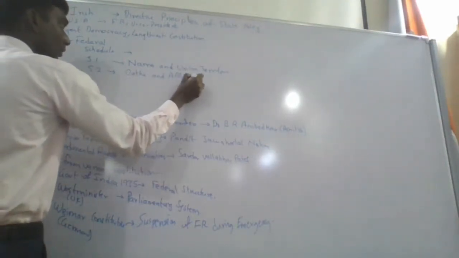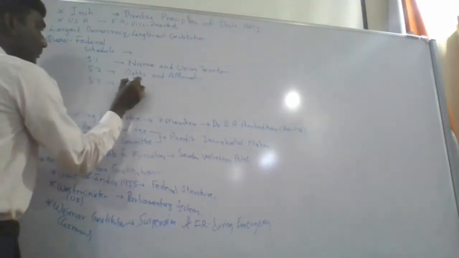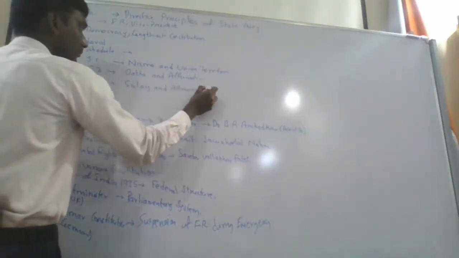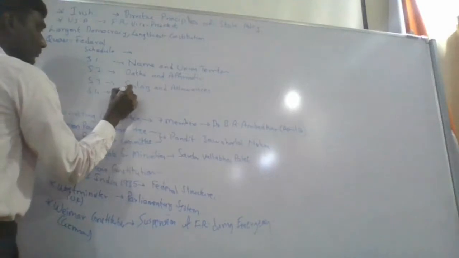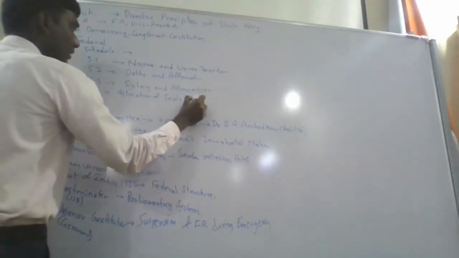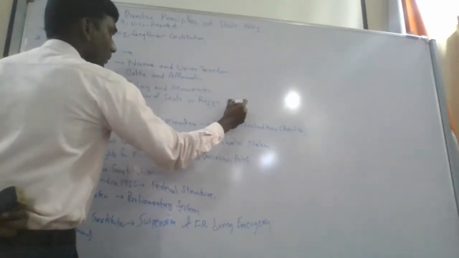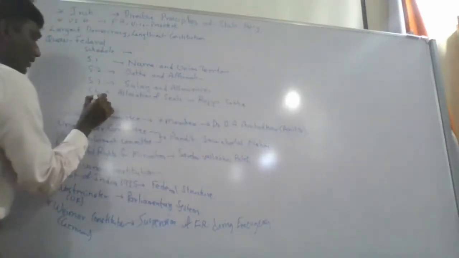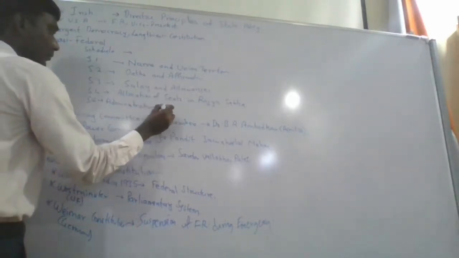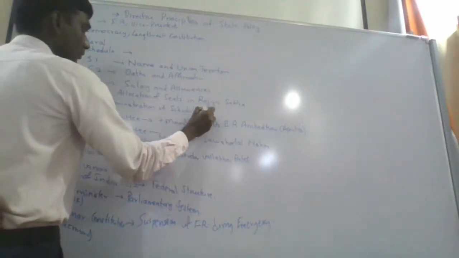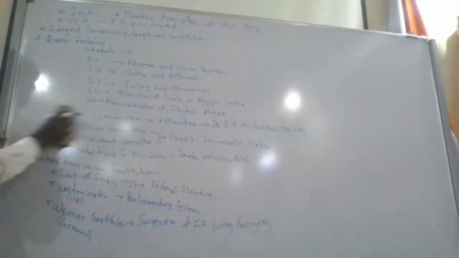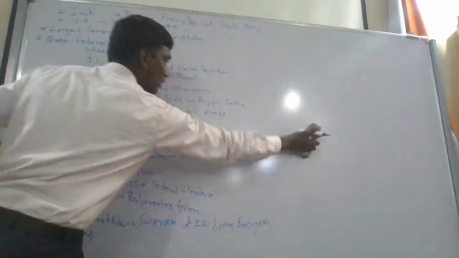Oaths and affirmation. Schedule number 3, salary and allowances. Schedule number 4, allocation of seats in Rajya Sabha. Schedule number 5, administration of scheduled areas.